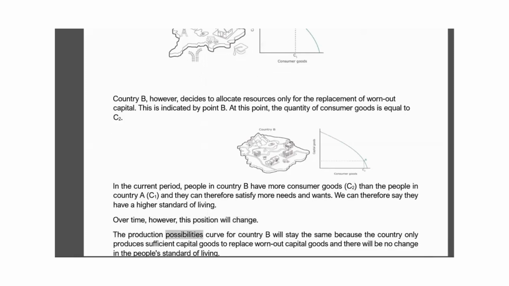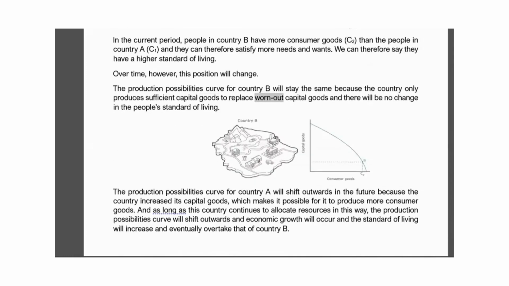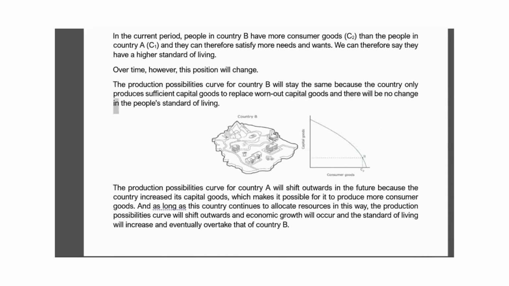The production possibilities curve for country B will stay the same because the country only produces sufficient capital goods to replace worn-out capital goods, and there will be no change in the people's standard of living. The production possibilities curve for country A will shift outwards in the future because the country increased its capital goods, which makes it possible for it to produce more consumer goods.